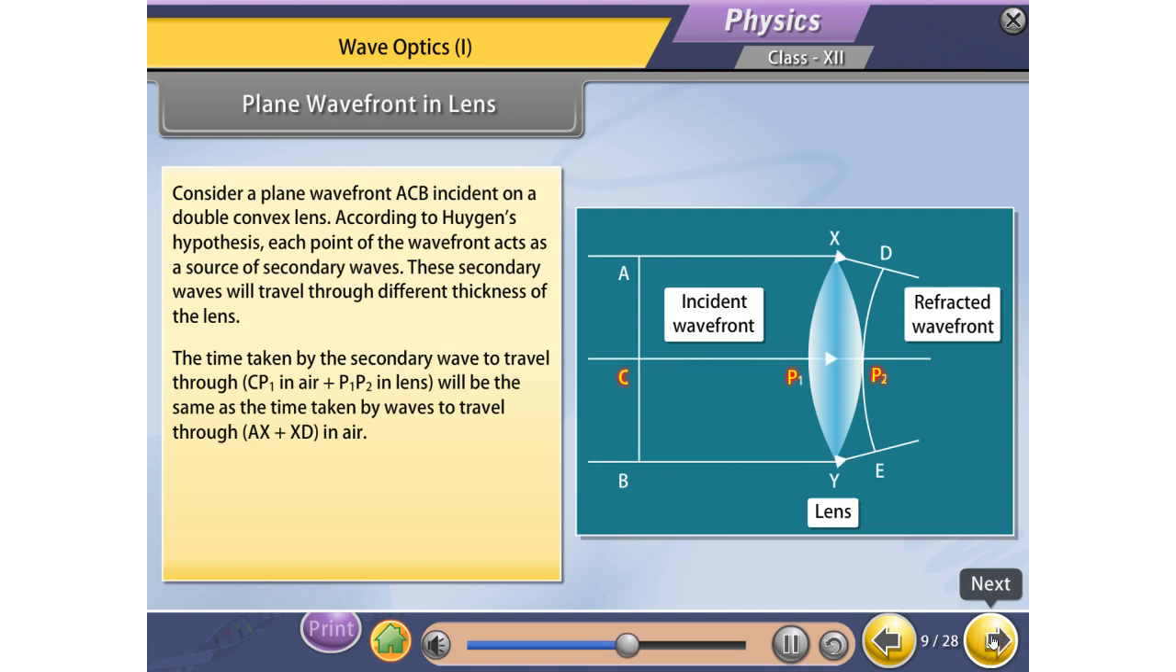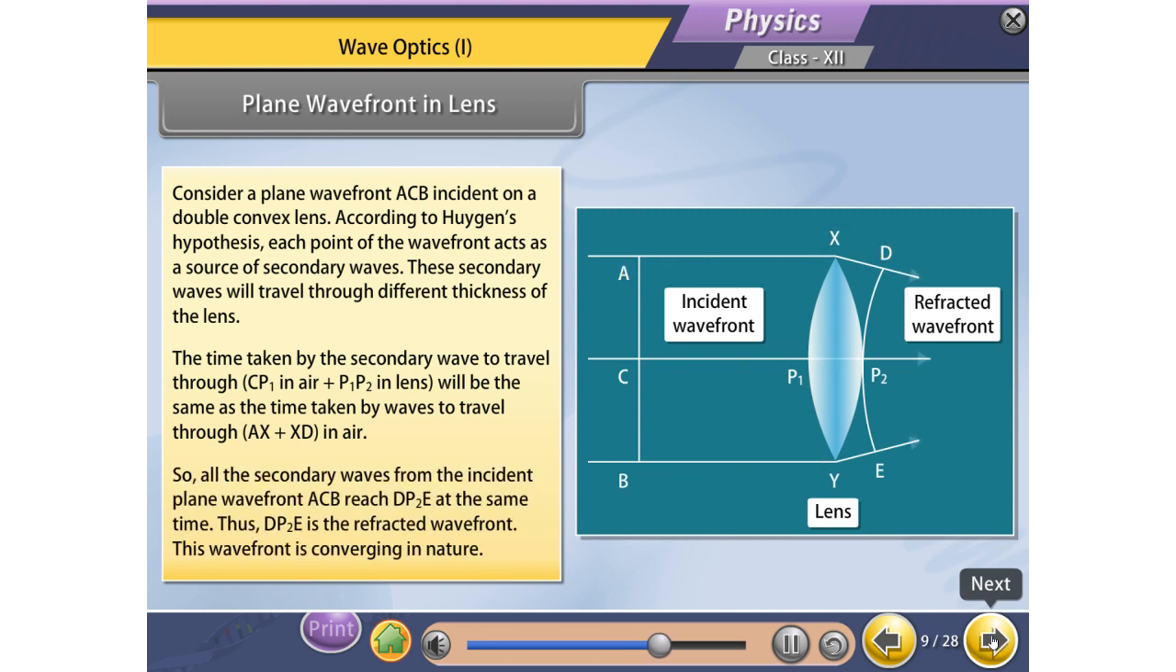the same as the time taken by waves to travel through AX plus XD in air. So, all the secondary waves from the incident plane wavefront ACB reach dP2E at the same time. Thus, dP2E is the refracted wavefront. This wavefront is converging in nature.